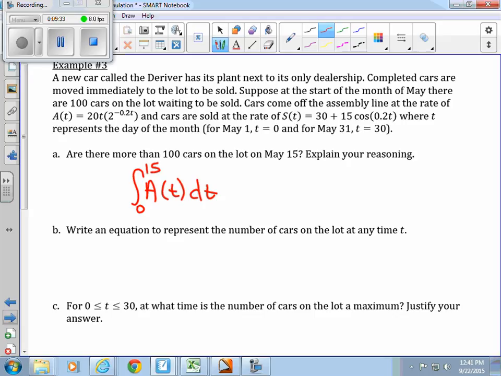What does that integral give me? Because t equals 0 is May 1st. So, what does this integral tell me? How many cars are on the lot?